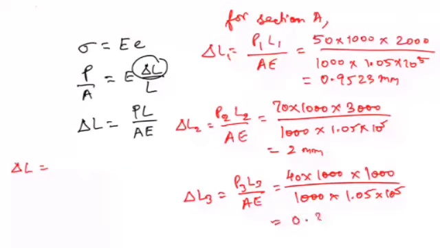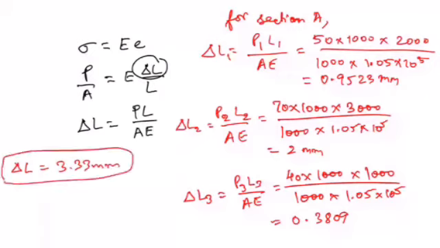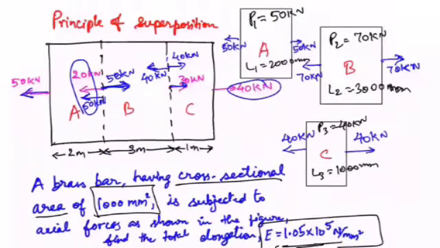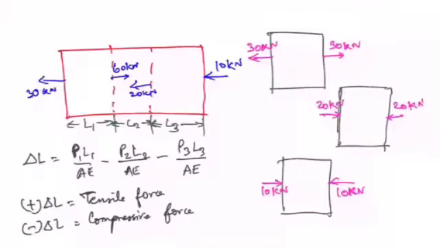This is 0.3809. Now adding all these three, I am getting 3.33 mm elongation. Since I am getting a plus here, this is a positive value, which means I have a tensile load. Overall, the whole bar is experiencing a tensile load.